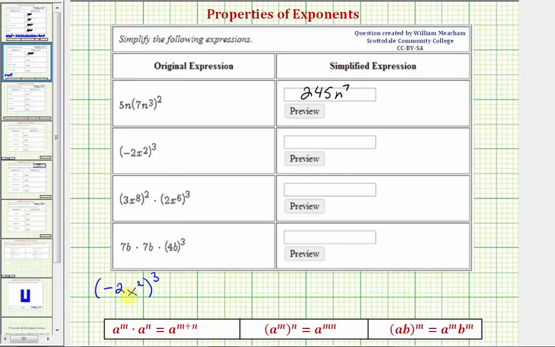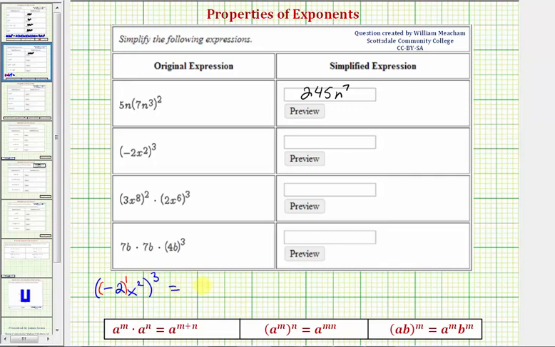Next we have negative 2x to the second raised to the third power. So inside the parentheses, we have negative 2 times x squared, or if we want, negative 2 to the first times x squared, all raised to the third power. So we have powers to powers, so we multiply the exponents.